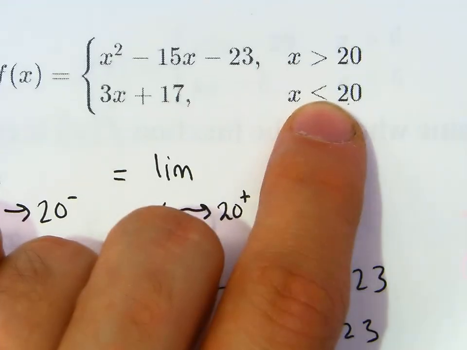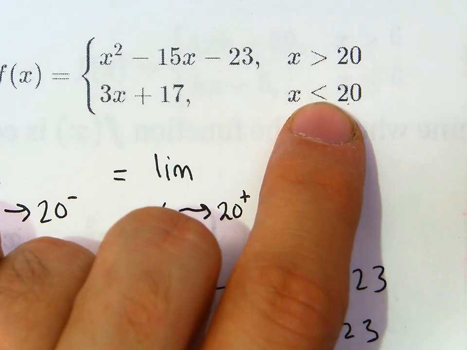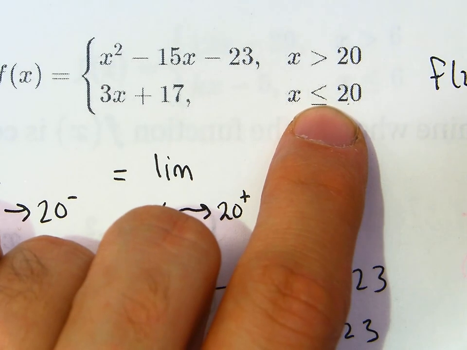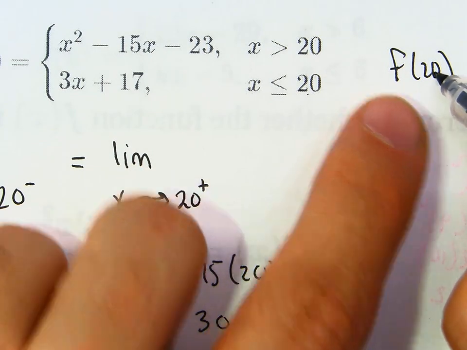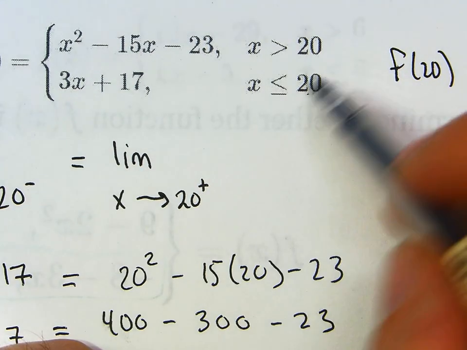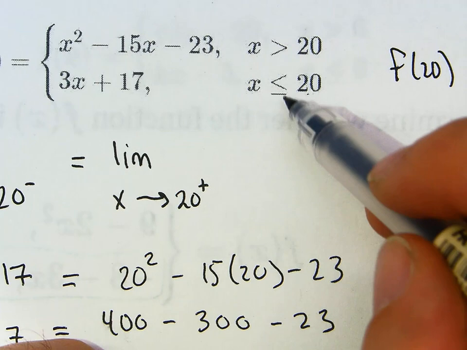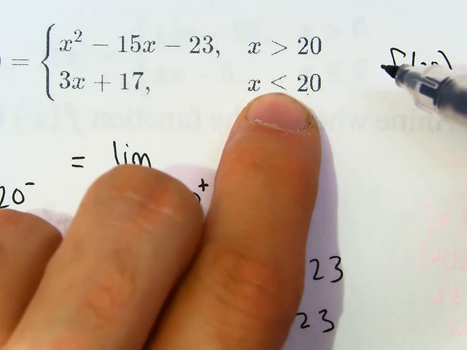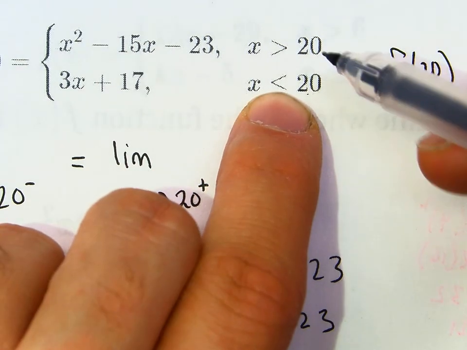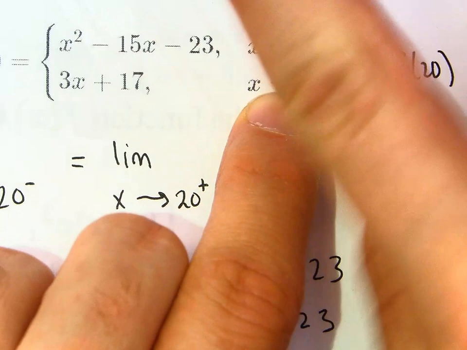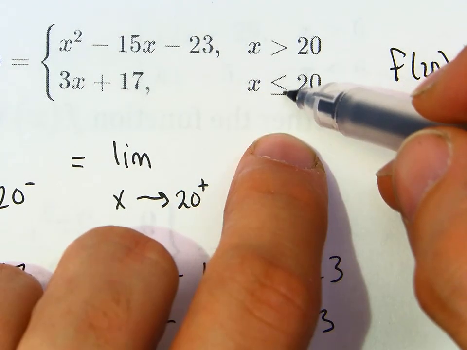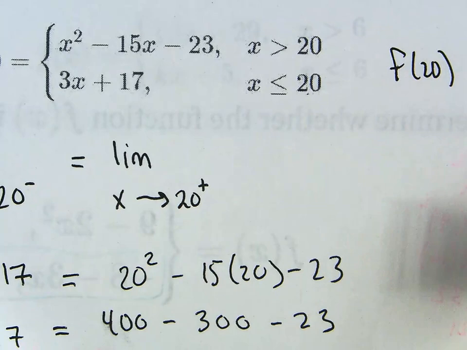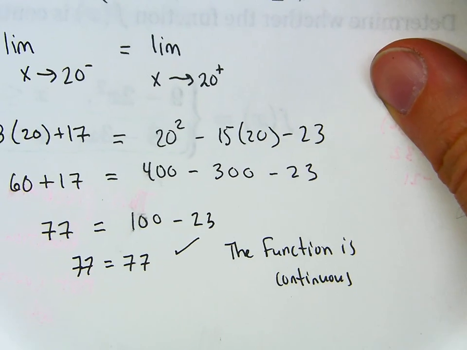Right now, when you plug in, like, what is f of 20? Notice when you plug in 20, which equation are you going to plug it into, the top or the bottom? You're going to plug it into this one because you have the equal sign. So if you hypothetically had this right now, the function would not be continuous because you don't have the value. You have to make sure you have the equal sign here. So here, you know that the function is continuous.